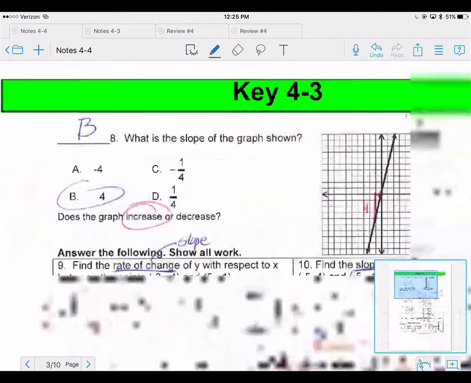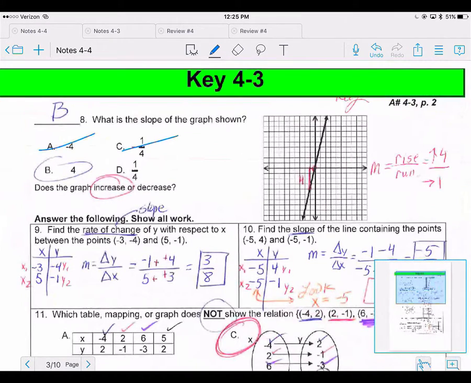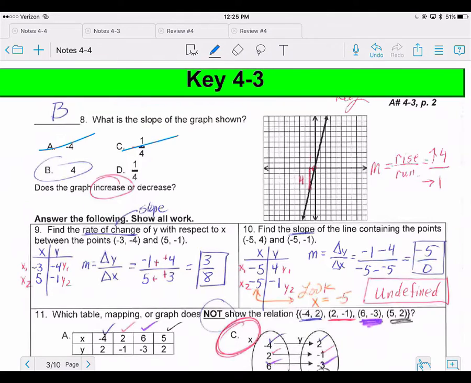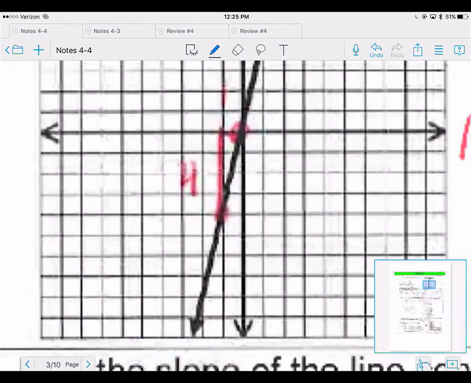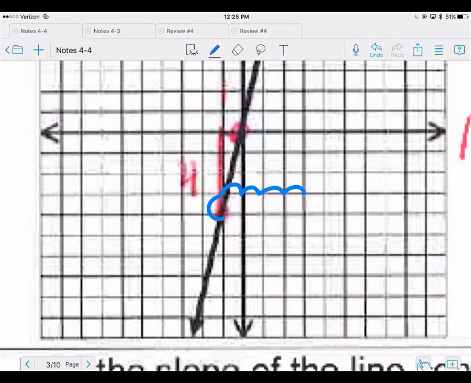On problem 8, it's increasing, so we immediately mark those two out. It goes up 4 to the right 1. It does not go up 1 over 4. My line is not there, so that's why it is not D.